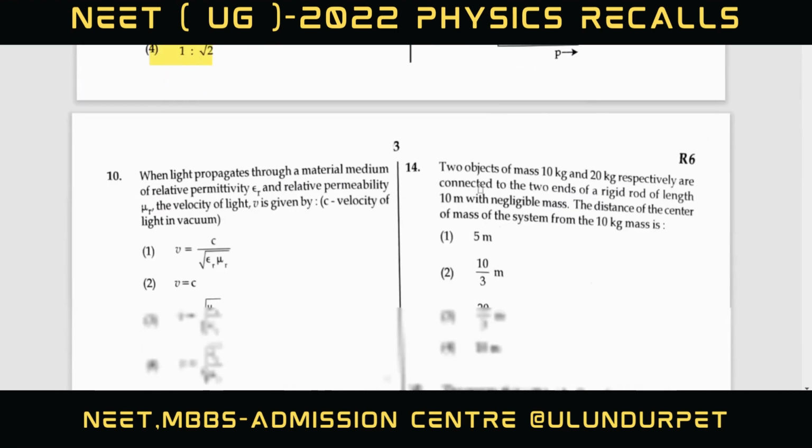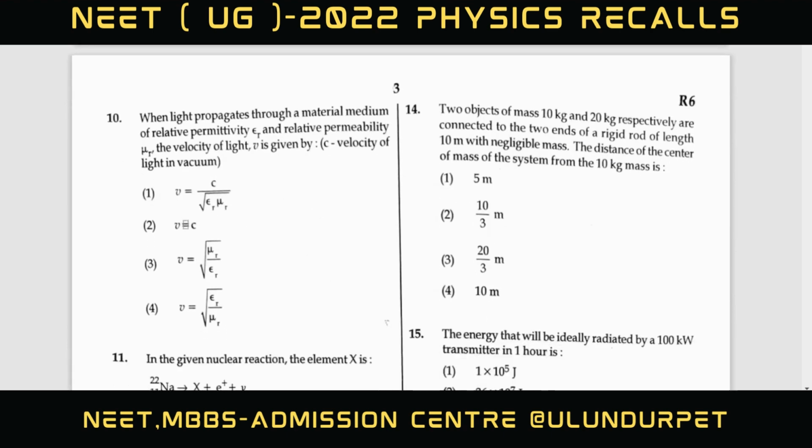10th question: when light propagates through a material medium of relative permittivity epsilon r and relative permeability mu r, the velocity of light v is given by. The option is 1.